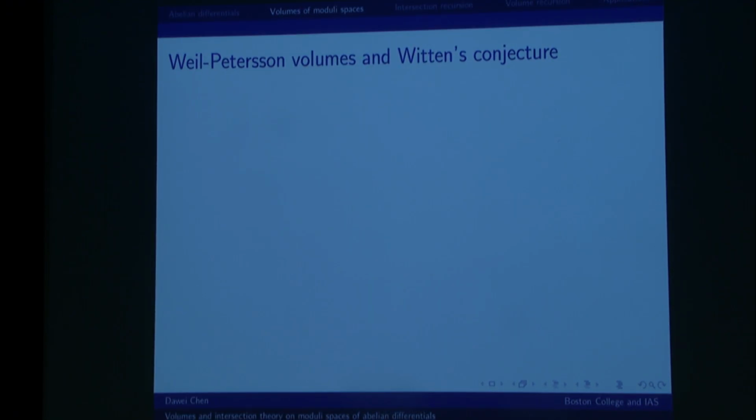Okay, so let's go to the topic about volumes of this moduli space. But before I do that, maybe for some of you, let me recall very briefly a similar story, which might be more familiar to some of you. It is about the correspondence between Weil-Petersson volumes and Witten's conjecture. Okay. I'm not an expert on this, so I'm only recalling it as an analogy to compare with what I'm going to tell you later.